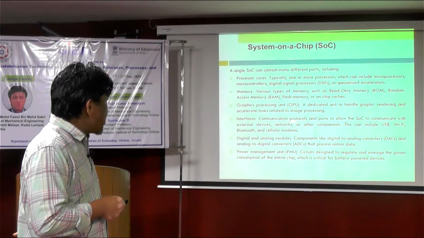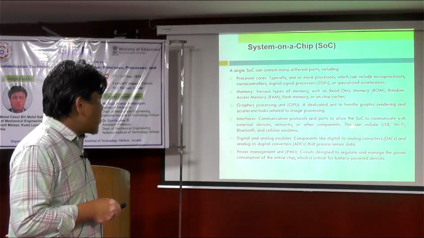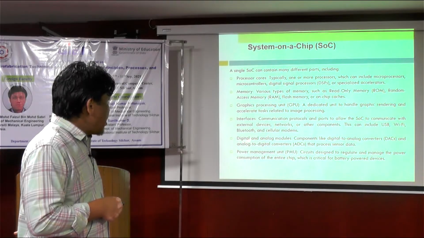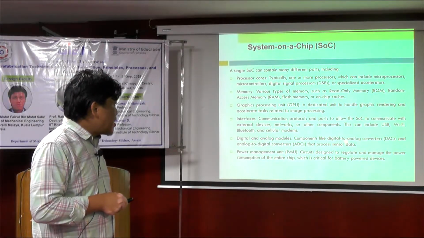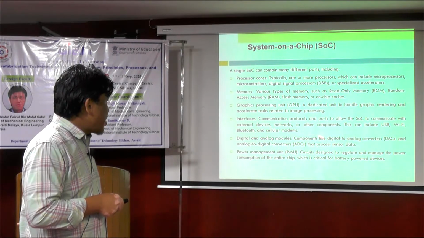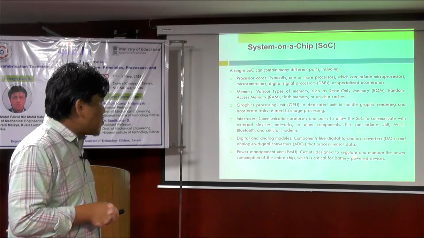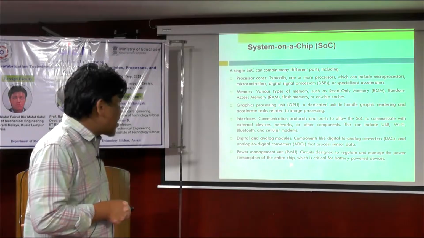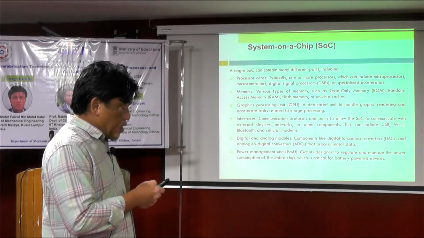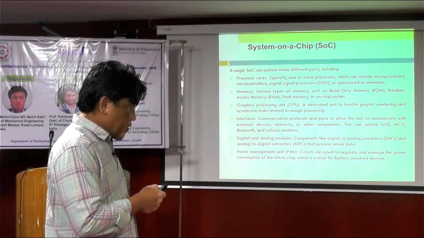And interfaces, communication protocols and ports to allow the SoC to communicate with external devices and networks. So we include, for example, USB, Wi-Fi, Bluetooth, and so on. And digital and analog modules, components like digital-to-analog converters and analog-to-digital converters, can also be included in the device itself. And a power management unit, a circuit designed to regulate and manage the power consumption of the entire chip, which is critical for battery-powered devices. So these are all the possible component parts that can be integrated on the scale of an SoC.